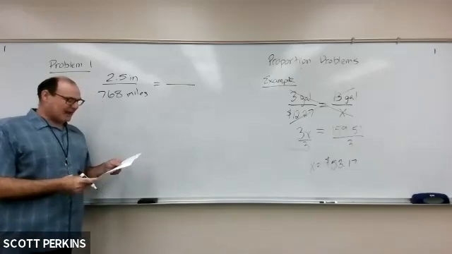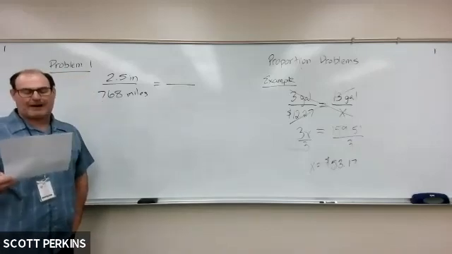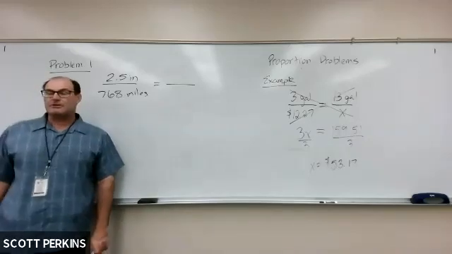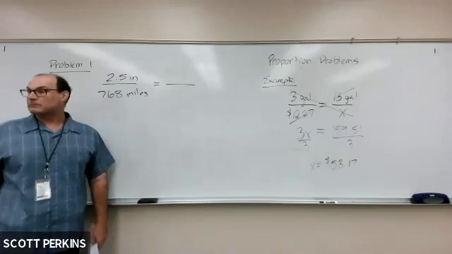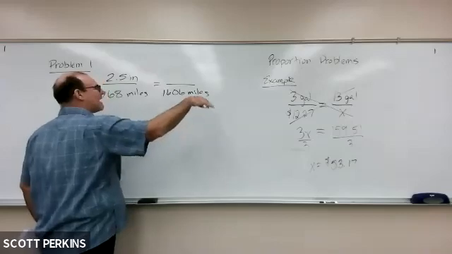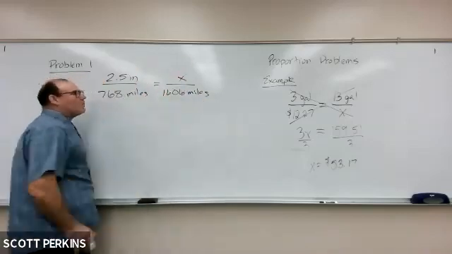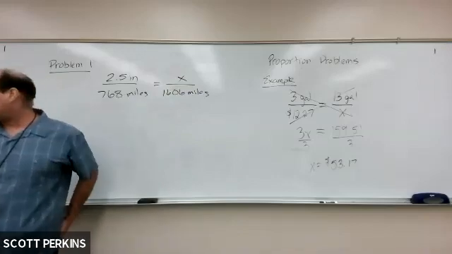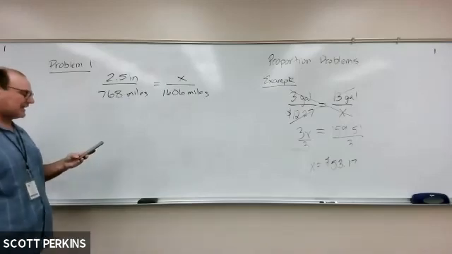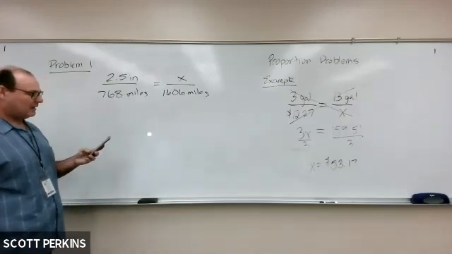Now on the other side, I am given that Chicago and El Paso are actually 1,606 miles apart. So where am I going to put the 1,606? On the bottom, because that's where I put miles. If you put miles on the top, then you put the 1,606 on the top. I don't know what that is, so I will call that X. And now I'll grab my calculator and we will take care of this. So the nice thing about proportion problems is setting it up is the hard step.